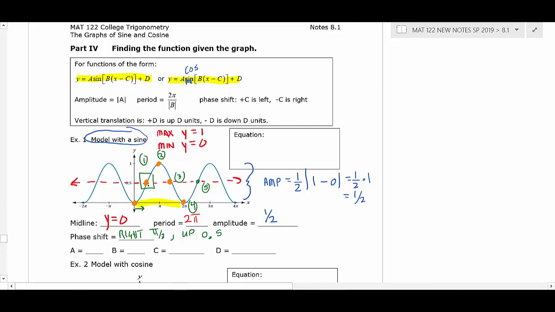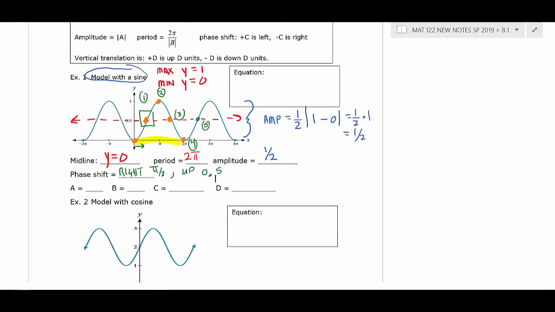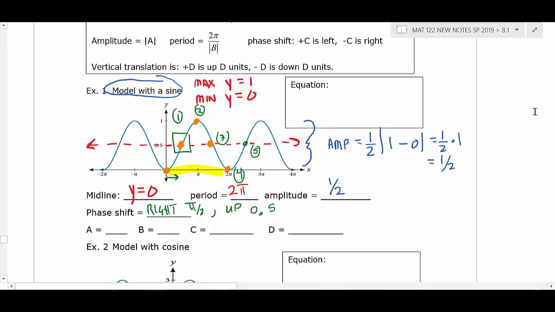So we've got all the key components on this, and now we need to start putting this together. All right, so let's write down everything we have on here. We have the amplitude is 1/2, so that's important.